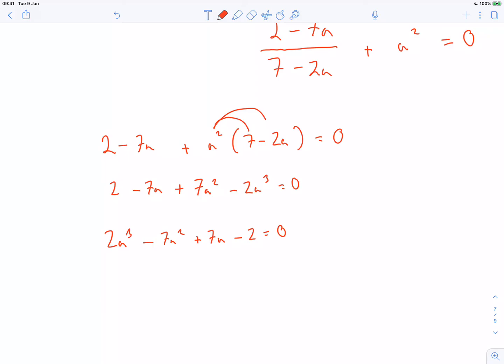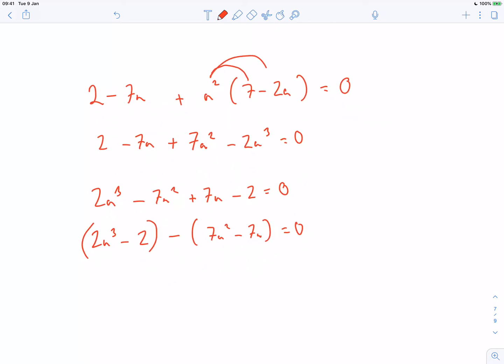I almost want to collect up the a terms. Okay, let's tidy this up. So we've actually got 2a cubed minus 2 here, and then minus, and then we've got 7a squared minus 7a here. Why is it minus 7a? Because minus times a minus is a minus.